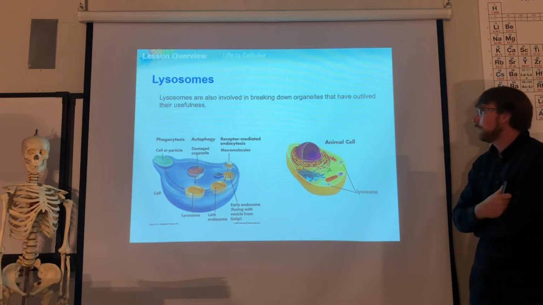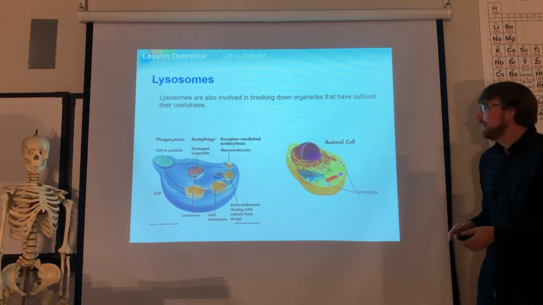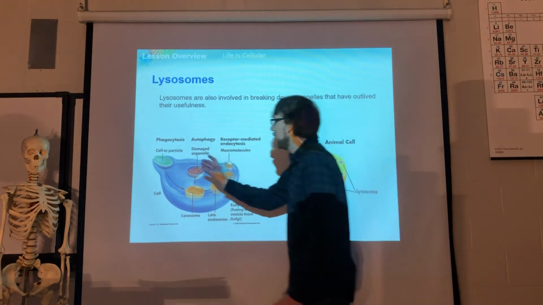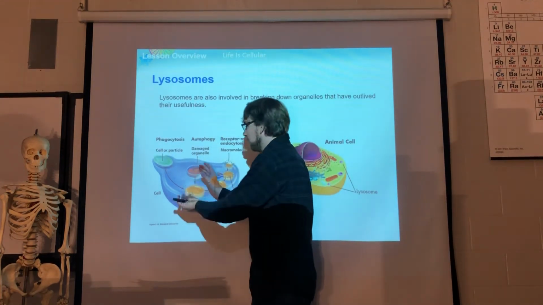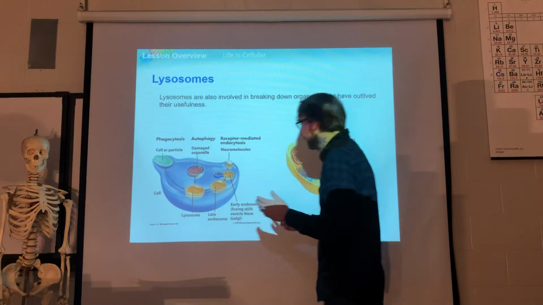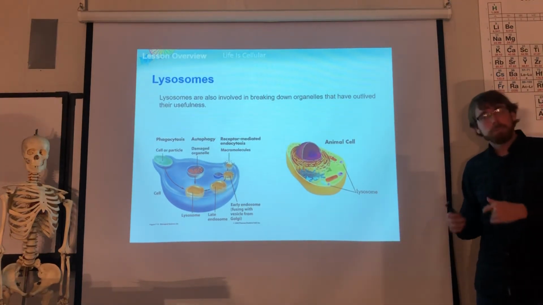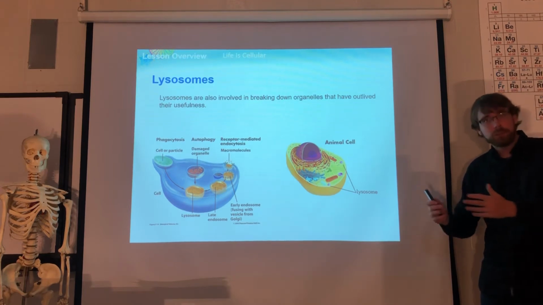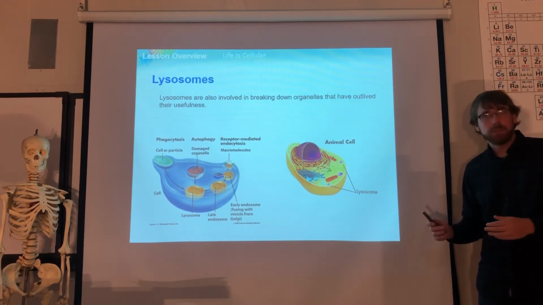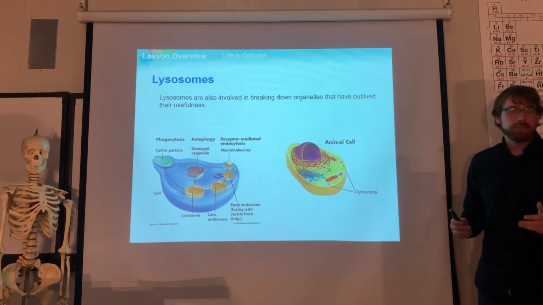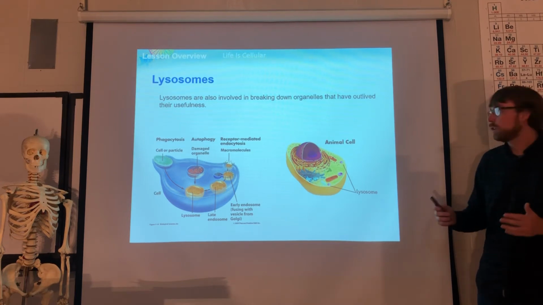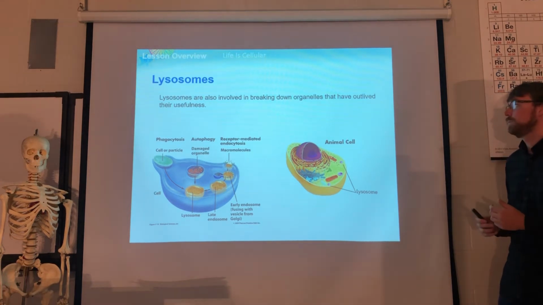So lysosomes are used in the breakdown of organelles that have outlived their usefulness. Lysosomes can break down bacteria if a white blood cell gobbles it up by phagocytosis. So they are going to be the cleanup crew, breaking things down back to its basic components of amino acids or nucleotides or simple sugars will be done by a lysosome.